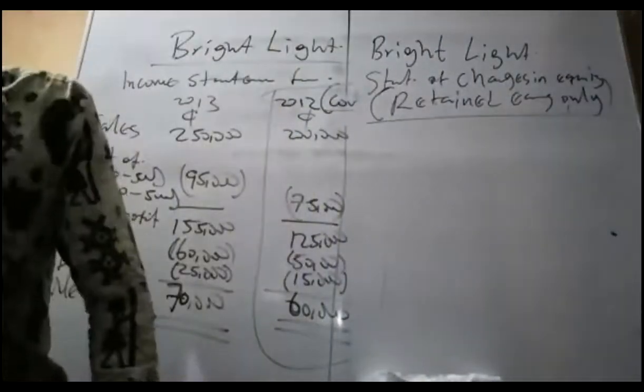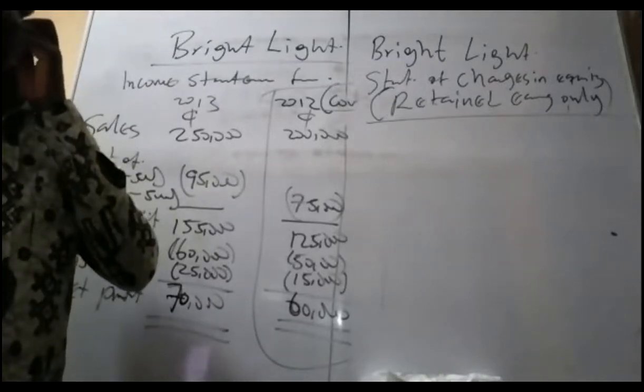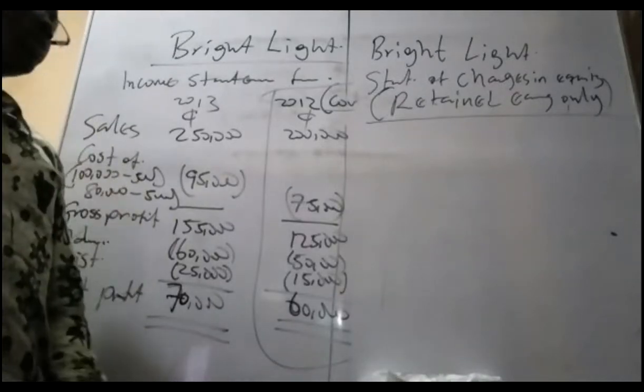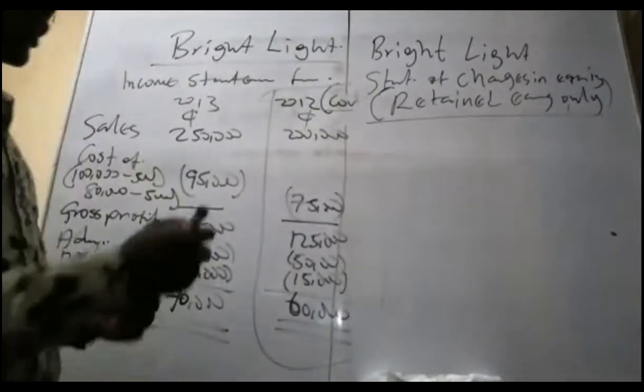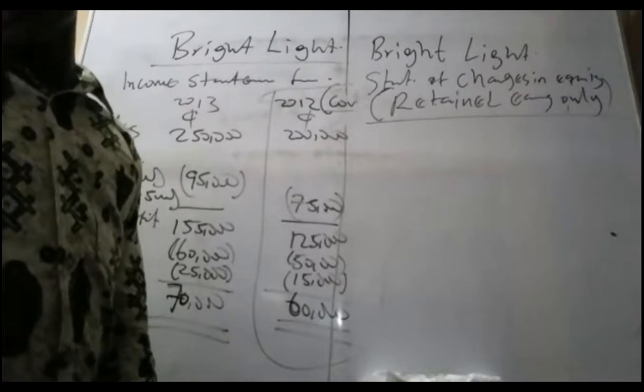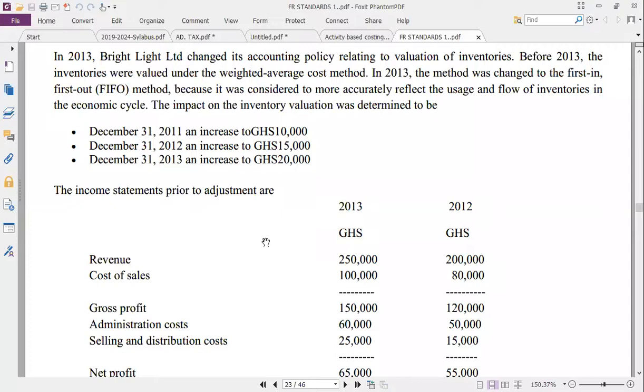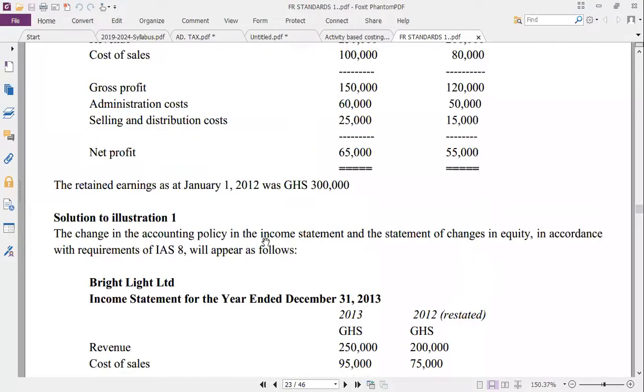Okay, so changes in equity. Now let's see how best we can look at this. It's about a retained earnings only. A retained earnings column. Now, when you go to the question, they will give you the open balance of the retained earnings. The year that they give it to you, that's where we have to start from most often.